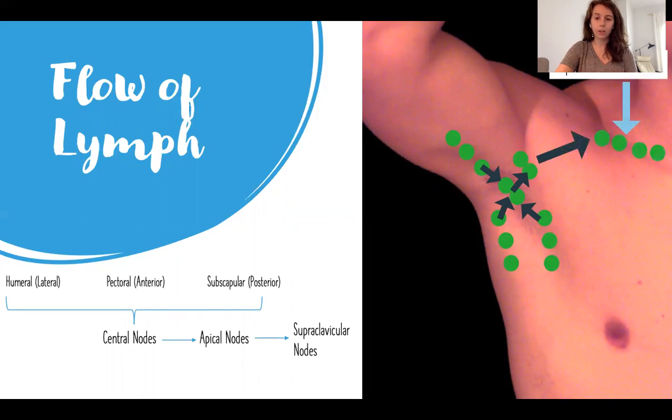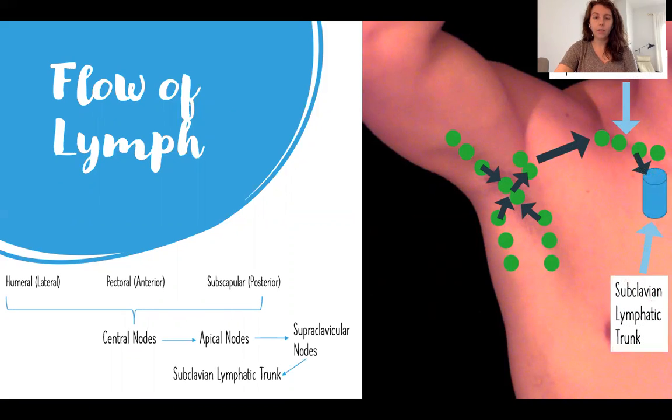The supraclavicular nodes then drain into the subclavian lymphatic trunk. And then the subclavian lymphatic trunk is going to empty into systemic circulation at the right or left venous angle, either via the right lymphatic duct or the thoracic duct.